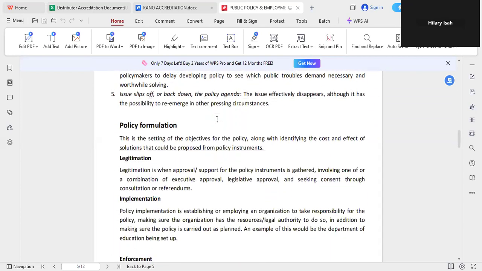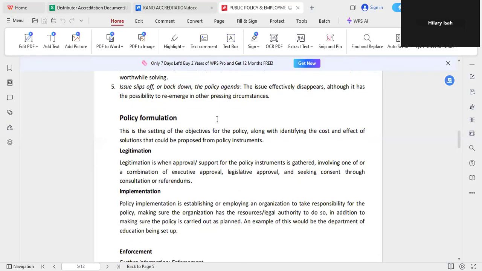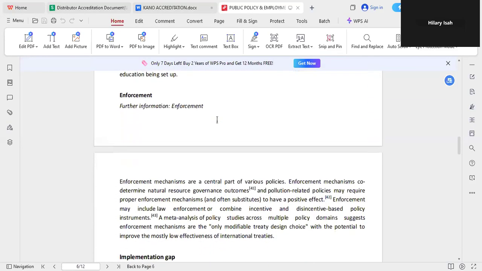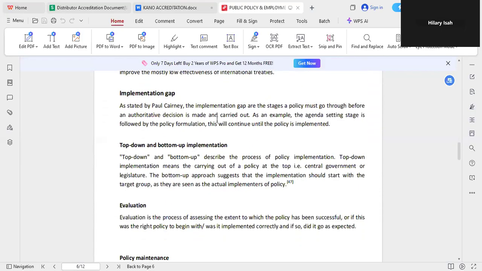Then we looked at public policy formulation, legitimation, implementation, enforcement, and the implementation gap, which we said is a period and stages that a policy must go through before an authoritative decision is reached at that time.